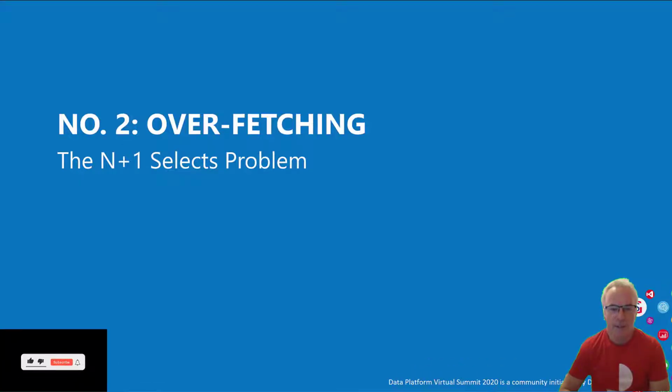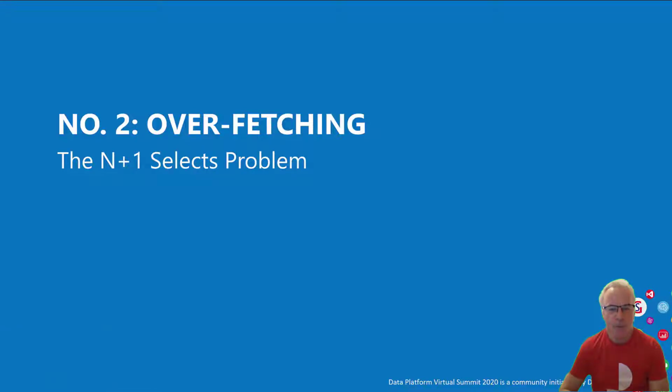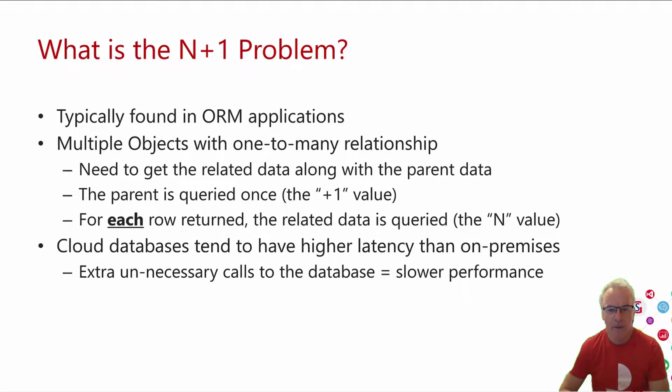The next area of consideration is looking at overfetching, commonly known as the n+1 select problem. So what is the n+1 problem? The n+1 problem is typically found in ORM style applications, where you've got the framework generating your SQL queries, it can lead to some odd behaviours. Generally where it's manifested is when you have one-to-many relationships defined in your database or in your model, more appropriately in the application code.